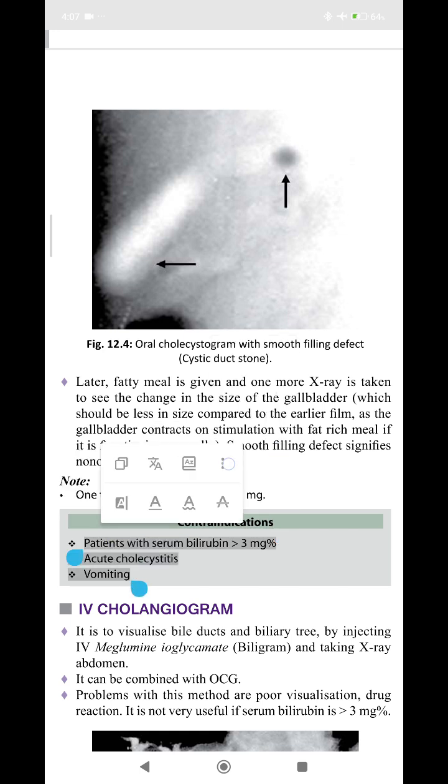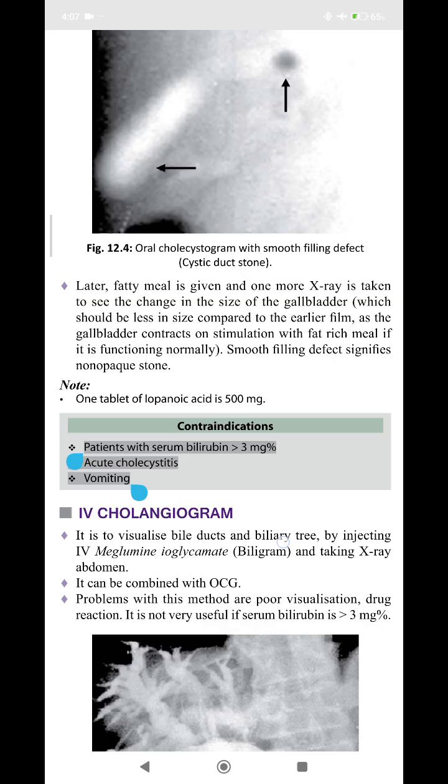Contraindications: patients with serum bilirubin greater than 3 mg%, acute cholecystitis, vomiting.